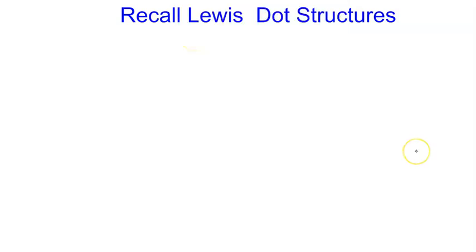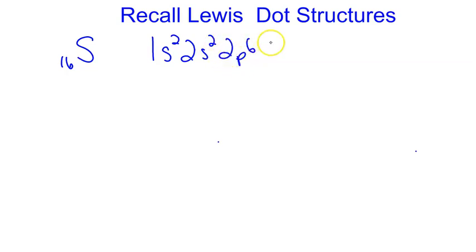Okay, today we're going to talk about Lewis dot structures, Lewis structural formulas. First, we need to recall how to do a Lewis dot structure for a single element. So we're going to do sulfur. We know sulfur is the 16th element on the periodic table. So we're going to do the electron configuration: 1s2, 2s2, 2p6, 3s2, 3p4.